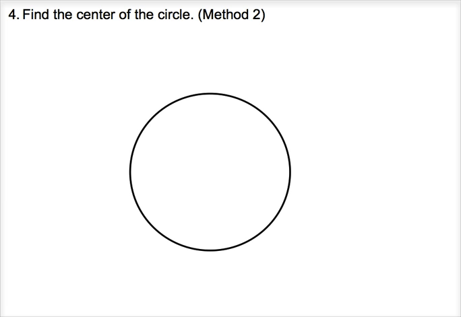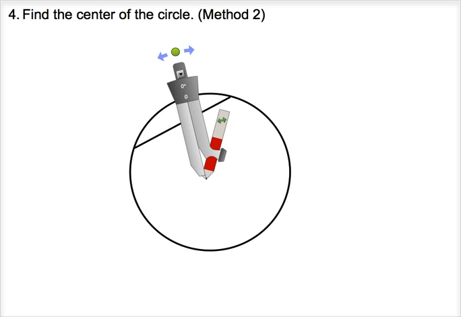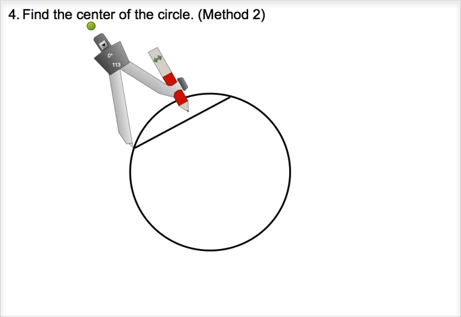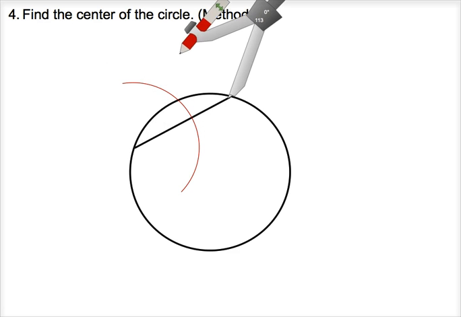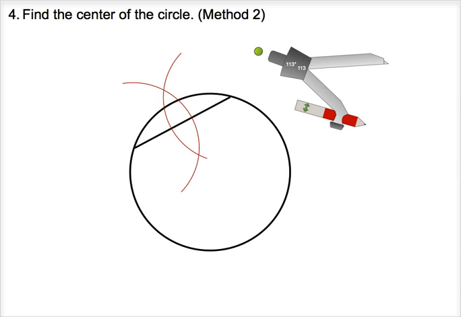Find the center of a circle, method 2. So the second method starts off pretty similar. Draw a segment which has its endpoints on the circle, and just similar to before, construct the perpendicular bisector. So if I construct the perpendicular bisector here, I open my compass again to more than halfway, swing an arc from one side, repeat and swing an arc from the opposite side, and connect those together. And again, I can see where my diameter is.